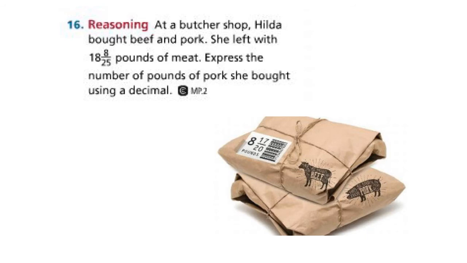Looking at this problem, the only other information they give us is that she bought 8 17/20 pounds of beef. She bought beef and pork, so we need to figure out just the pork, and we want it as a decimal. So let's begin by converting our information into decimals.